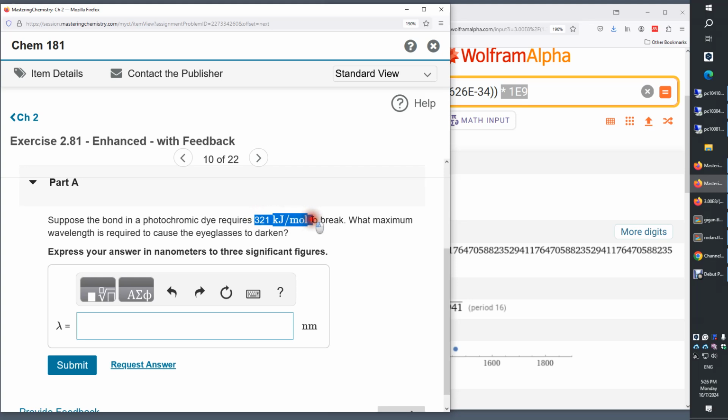The idea is to convert this to joule per bond, per single bond. That's the energy of the photon required to break the bond. Once we have the energy of the photon, we divide that by Planck constant to get its frequency. After we get the frequency, we can compute lambda. Lambda is the speed of light divided by the frequency. In the end, we need to convert our SI unit, meters, to nanometers and keep three sig figs.